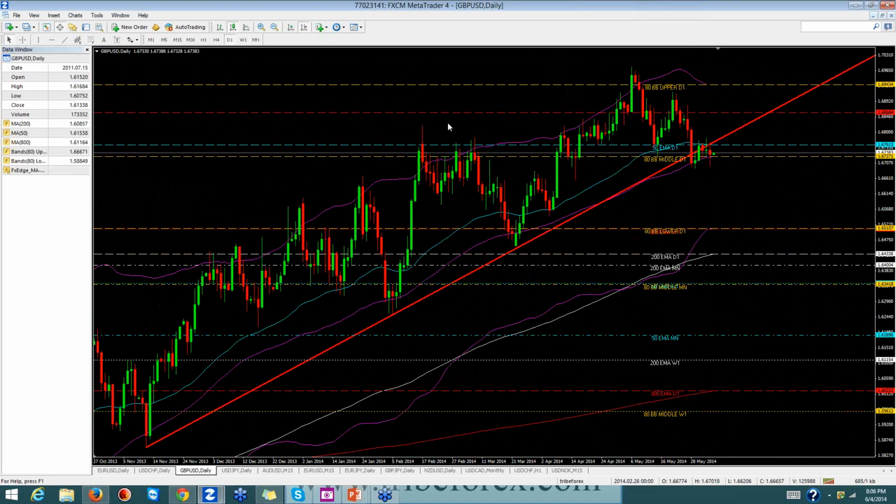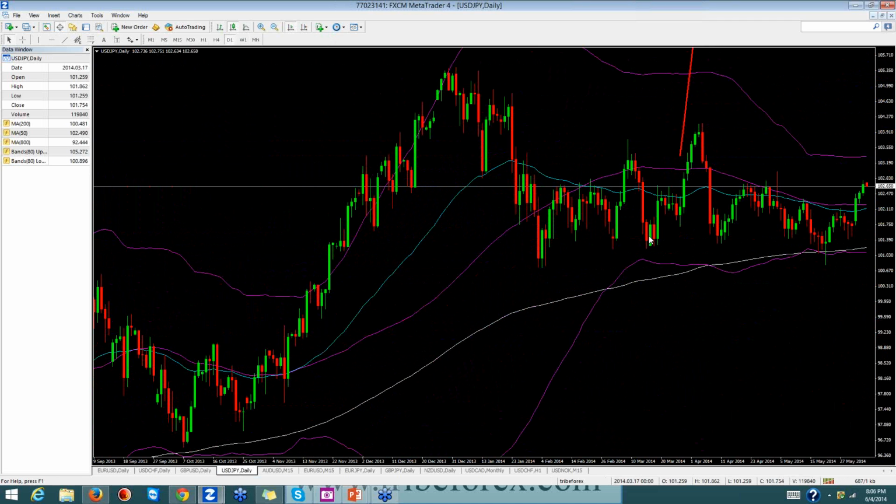And for the day, we have a consolidation bias. So we're going to be looking for sells off the highs, buys off the lows, okay, and off of areas of support and resistance. Dollar yen, I called a buy for the last few days, and those buys would have done exceptionally well.